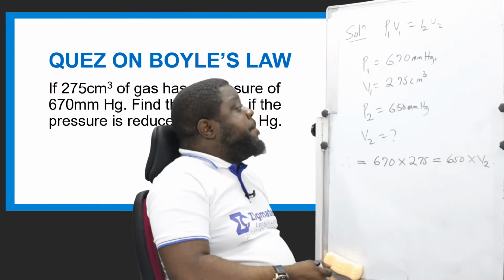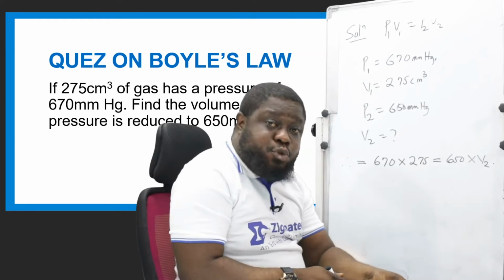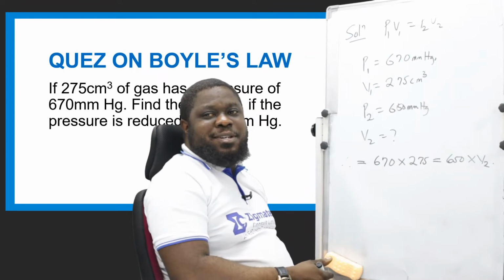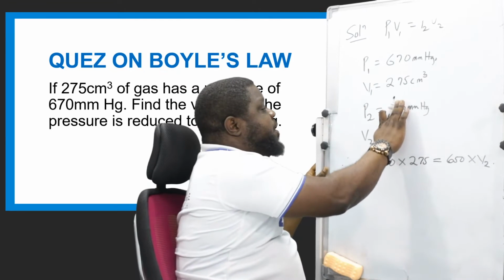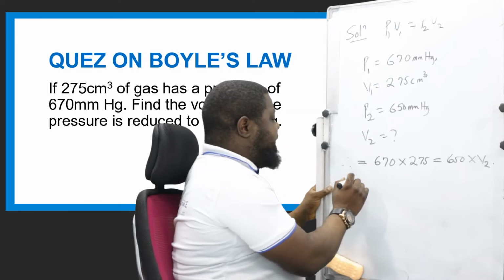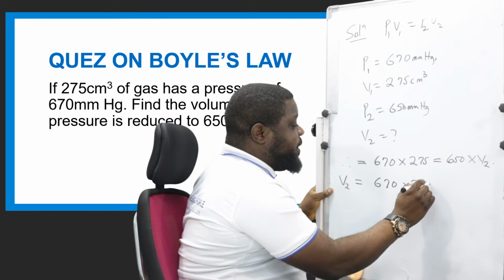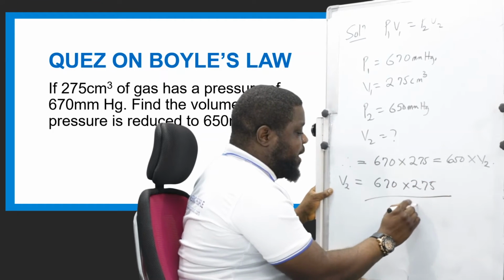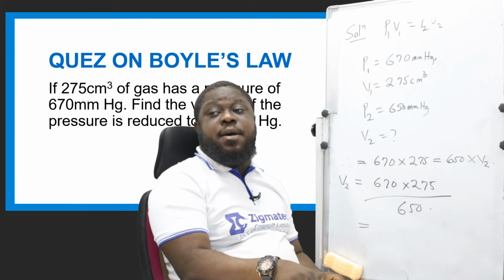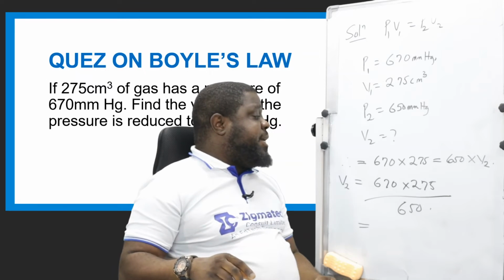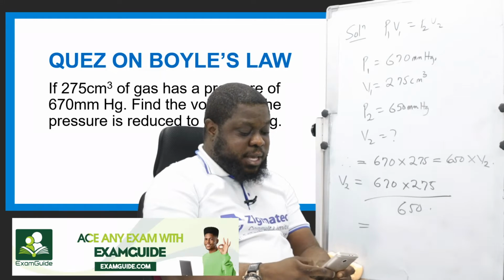That person is 650 millimeter mercury. That person is P2. So I'm asking P2 where is V2. And the V2 is 650, as we are seeing. The P2 is 650. So in essence, it is going to be V2 equals 670 times 275 divided by 650.